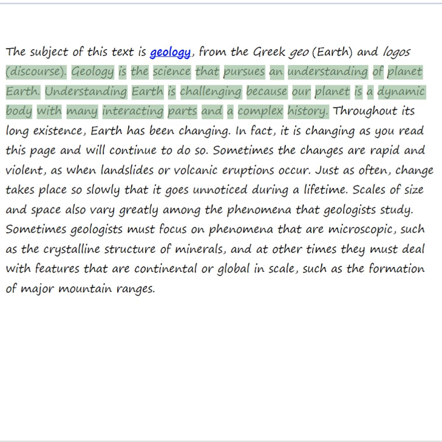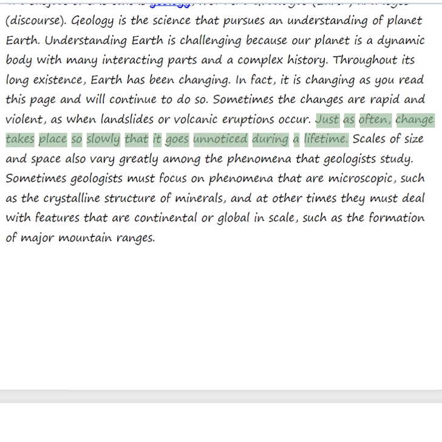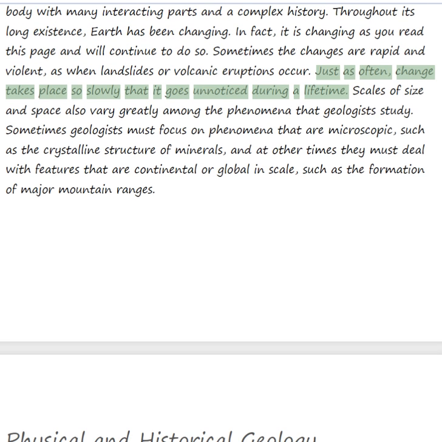Understanding Earth is challenging because our planet is a dynamic body with many interacting parts and a complex history. Throughout its long existence, Earth has been changing. In fact, it is changing as you read this page and will continue to do so. Sometimes the changes are rapid and violent, as when landslides or volcanic eruptions occur. Just as often, change takes place so slowly that it goes unnoticed during a lifetime.